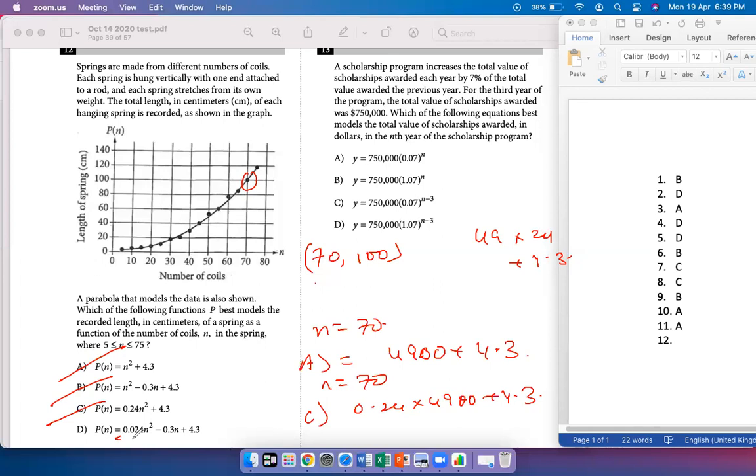Now in D, I'm multiplying n squared with a really small number. So D looks like a good answer. So let's try that.